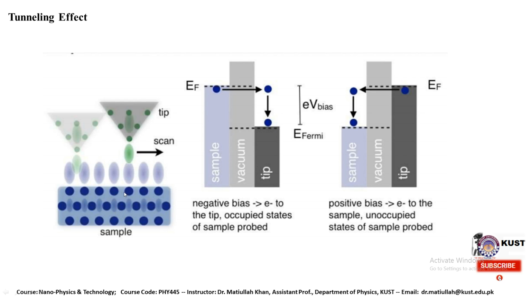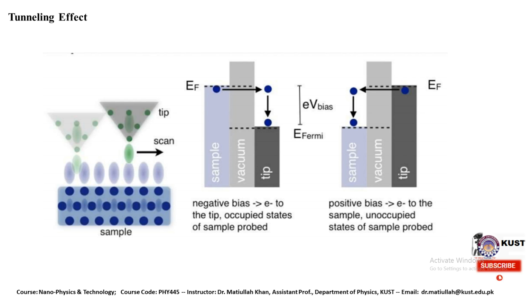So there are different biasing approaches. In this particular case, we can see the Fermi level of the sample and the Fermi level of the tip. When a negative bias is applied, what happens? The occupied states of the sample, the electrons, move to the tip. Here you see the electron moves from the sample to the tip, and the occupied states of the sample are investigated. And what is the case when positive bias is applied?